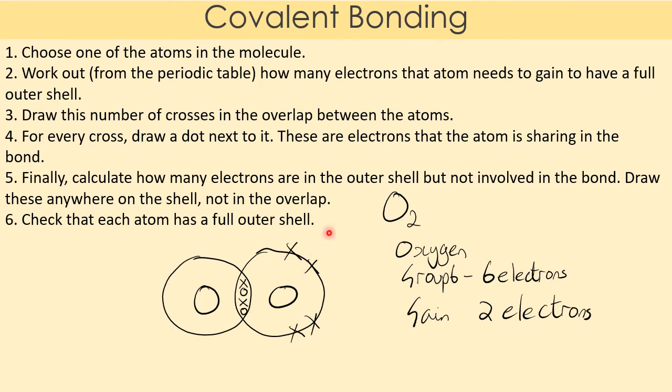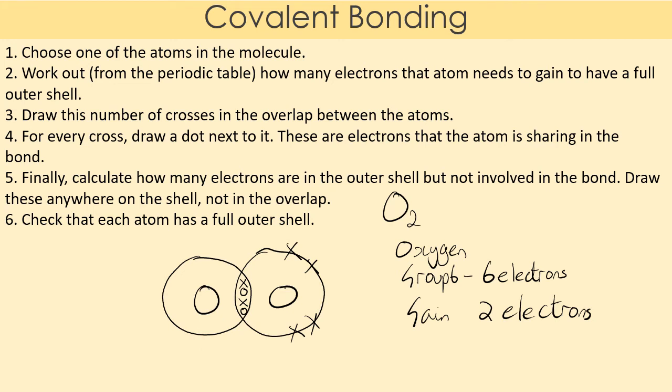I'm now going to check my electrons on my oxygen. I've got 1, 2, 3, 4 that aren't being shared, and 1, 2, 3, 4 that are being shared. That gives me a total of 8. If I check my next one, I've got 1, 2, 3, 4 that are being shared. I've not got any yet that aren't being shared.